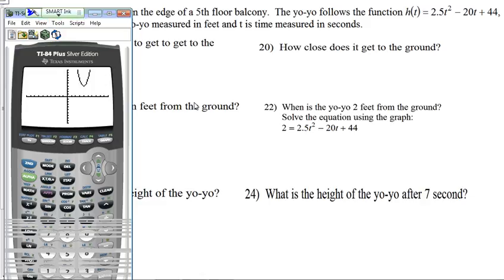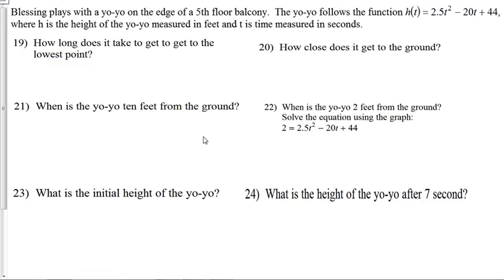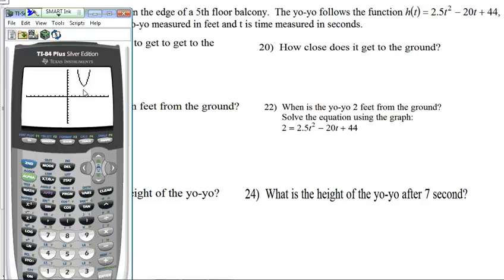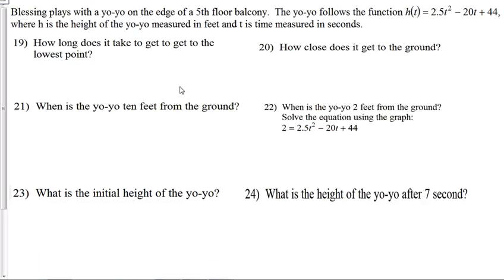So we're going to do a few things here first before we touch that graphing calculator. The first one is how long does it take to get to its lowest point and how close does it get to the ground? So if you can picture the graph, it's this vertex right here. And we all know from the 8 million problems we did with vertex that we follow the opposite of b over 2a to find that. So it's opposite of negative 20 over 2 times 2.5. That's 20 over 5, or 4.